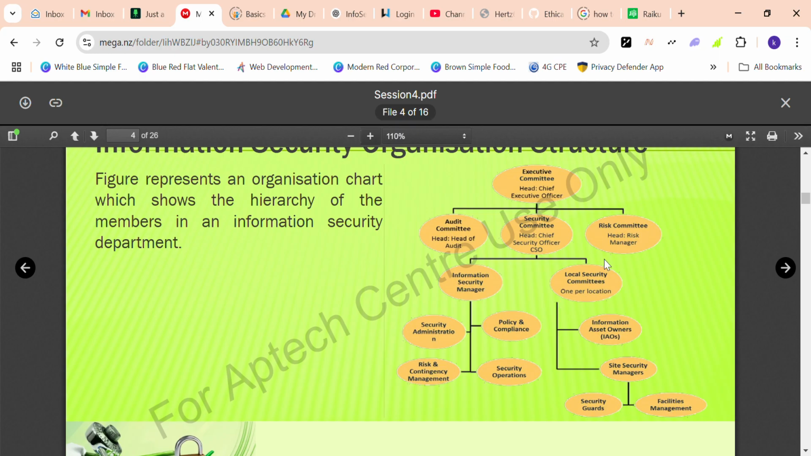Let's move to the left side, which is the local security committee. Those are the physical security. When we have the technical and the administrative part, we also have the local security committee, one per location, which will be the information asset owner, IAO, and the site security manager. Under the site security manager, we have security guards. We also have facilities management. Those security guards are the physical security ones. This is how it is structured in an organization, in a company.